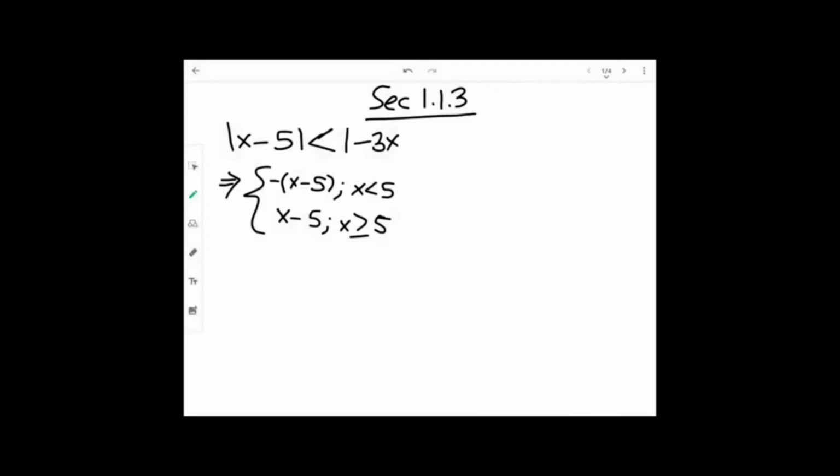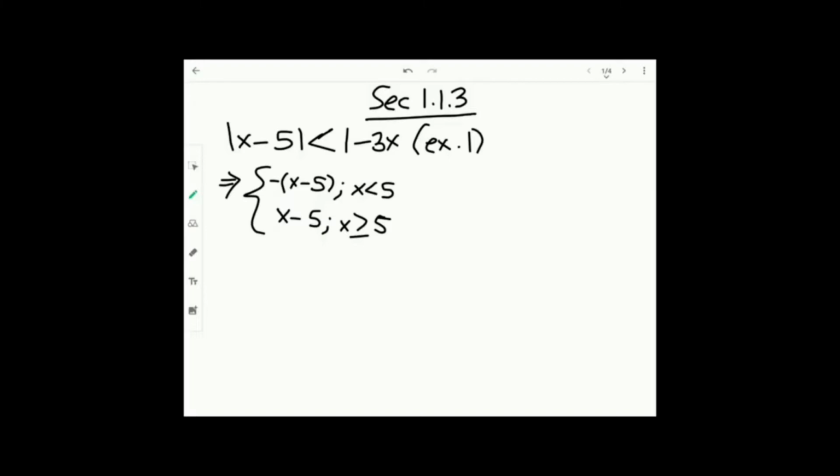Start with section 1.1.3, which has to do with absolute value inequalities. I'm currently doing example 1 and let's do it together. It asks: the absolute value of x minus 5 is less than 1 minus 3x. What values of x satisfy this?